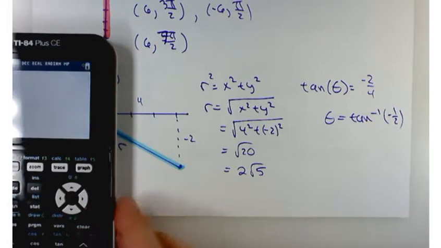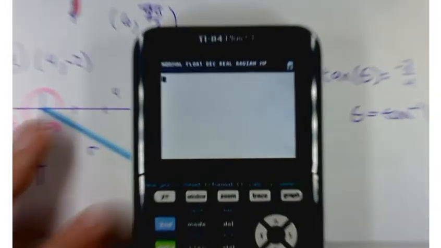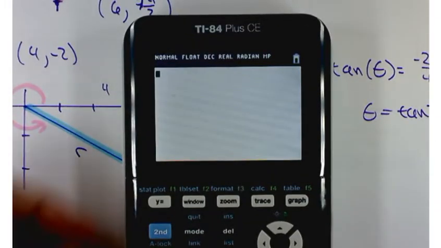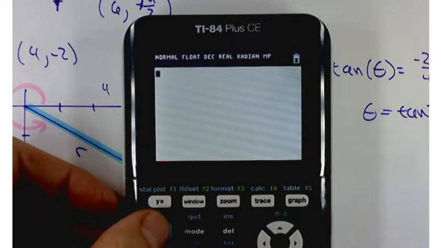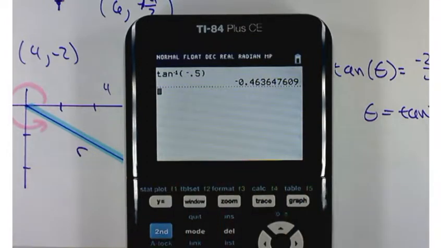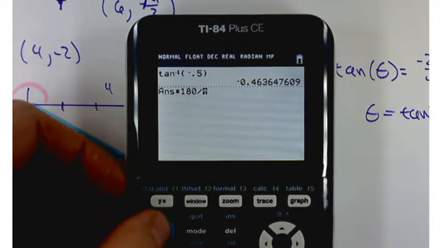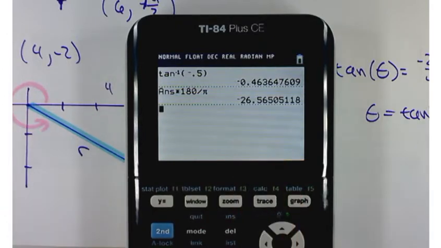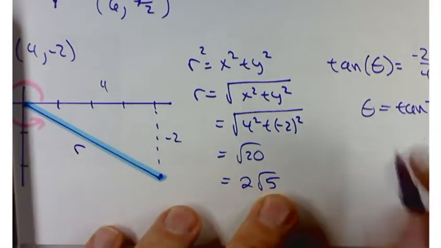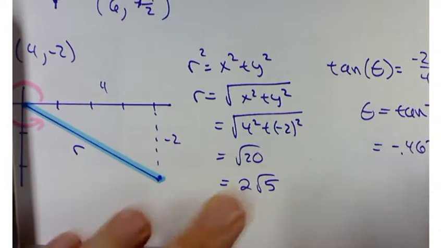When you go to your calculator to find this, make sure your calculator is in radian mode. You're not going to get a nice answer in terms of multiples of pi. That's okay. Inverse tangent of negative 0.5 should give me a negative angle, so negative 0.46, etc. If you wanted to figure out what that looks like, you can multiply by 180 and divide by pi. That converts it to degrees, so about a negative 26.56 degree angle, approximately.